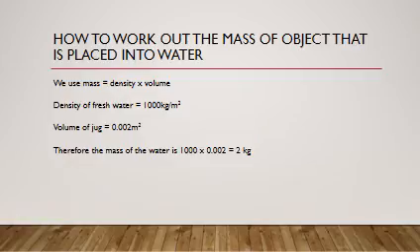So we can use the equation mass equals density times volume in order to work out the mass of an object being submerged into a liquid, or the volume of it. Take this for example. We have a jug with 0.002 meters cubed of water inside of it and with a density of 1000 kg per meters cubed. Therefore, we times these together in order to get the mass, which equals 2 kgs.